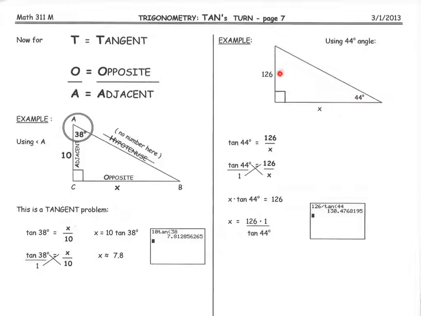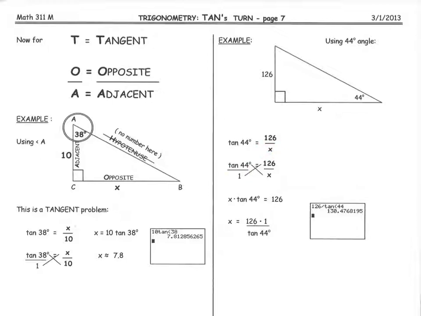We go across the triangle for opposite. For adjacent, we go along the side of the triangle. Here's 44 degrees, and here's adjacent, connected. X is now adjacent. 126 is opposite. We have no hypotenuse number, so again, we're going to choose tan. Tan from the 44-degree corner puts 126, which is opposite, on top of X, which is adjacent.